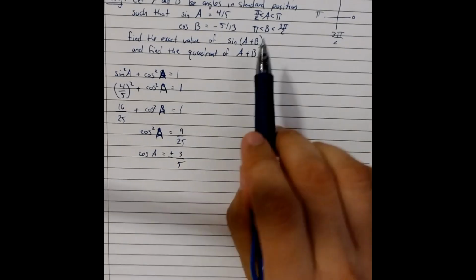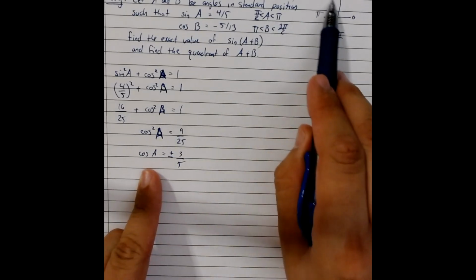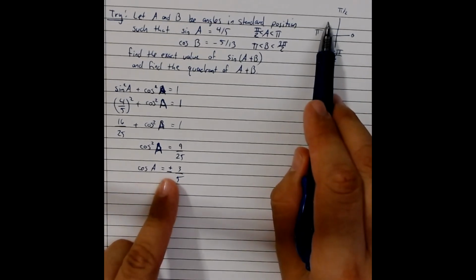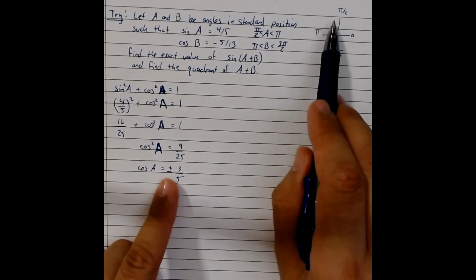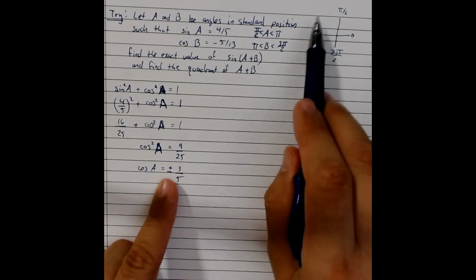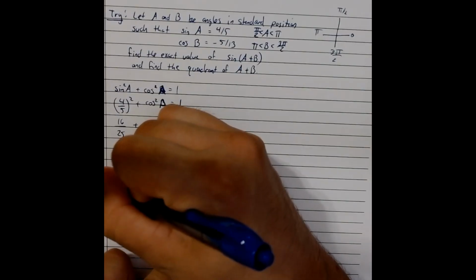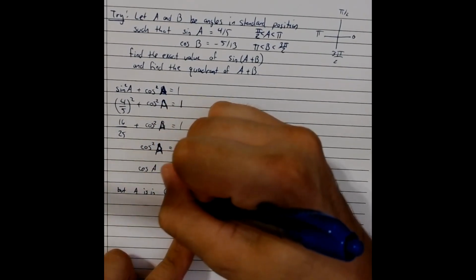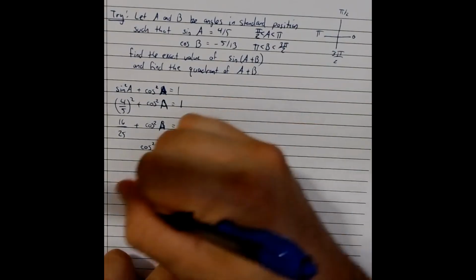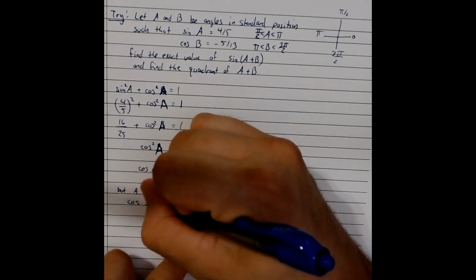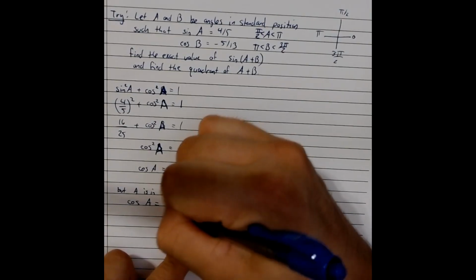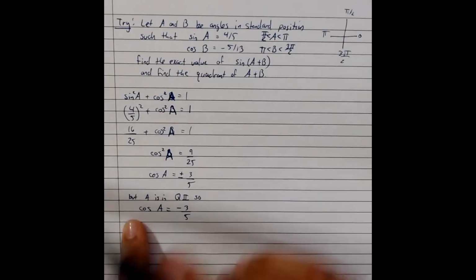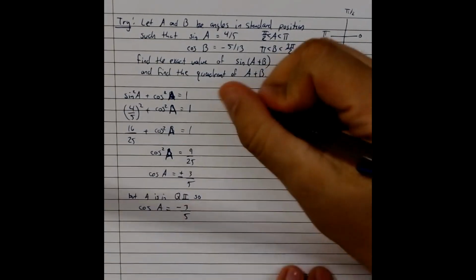Okay? But we know that the angle A is somewhere in quadrant number 2. And in quadrant number 2, what is the cosine? Is it positive or negative? Well, it's definitely negative in the second quadrant. So, but A is in quadrant 2. So we know that's got to be negative 3/5. And there we go. So now we know sine of A and cosine of A. We know cosine of B. So now we can find sine of B. So let's go ahead and do that.